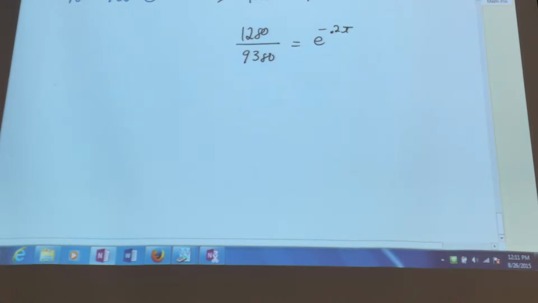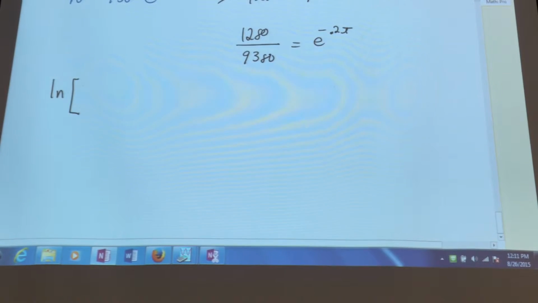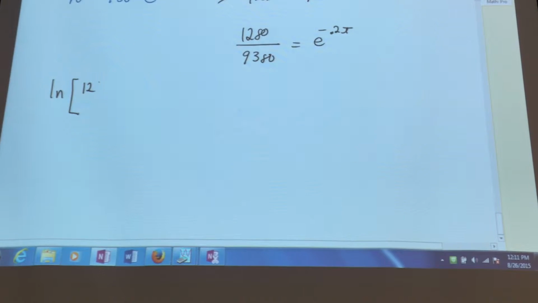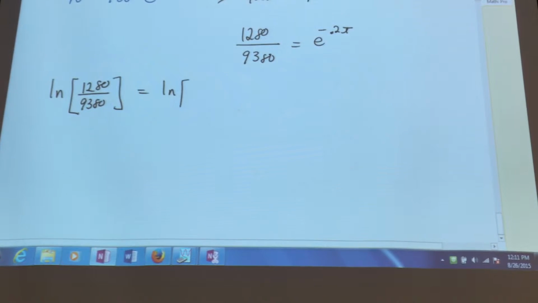So what you're going to do is the LN, not log, of this side, divided by 9,380. And you're going to do the same thing to the other side, but this you're not going to put into your calculator.